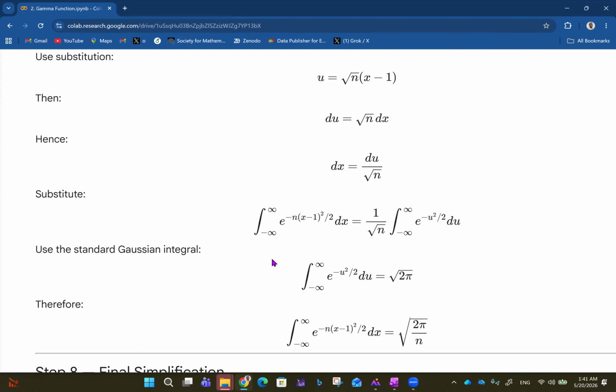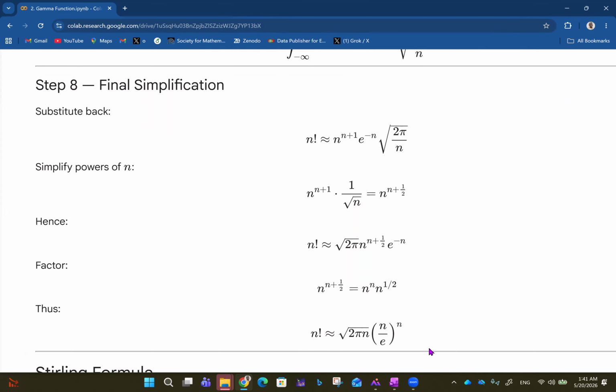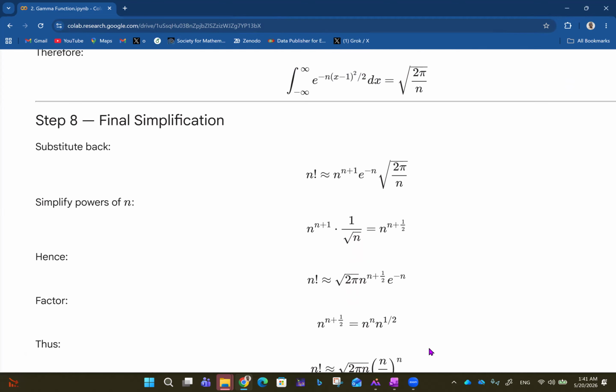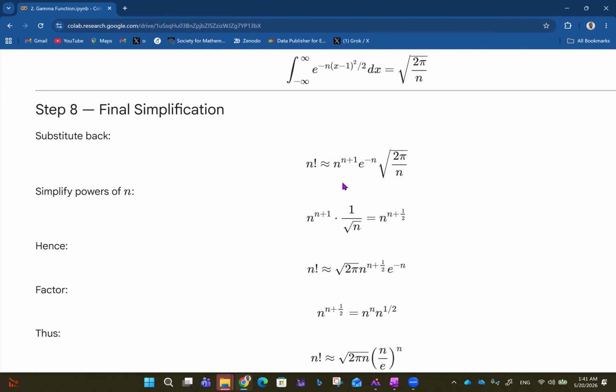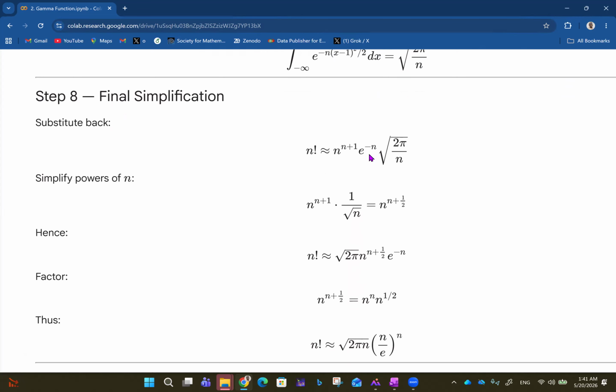So using the standard Gaussian integral, this ends up being square root of 2 pi, very close to what we did with square root or gamma half, right? So therefore we have this whole expression now being equal to square root of 2 pi over n altogether. So the final simplification then comes like this: n factorial is approximately n raised to n plus 1, e raised to minus n, square root of 2 pi over n.